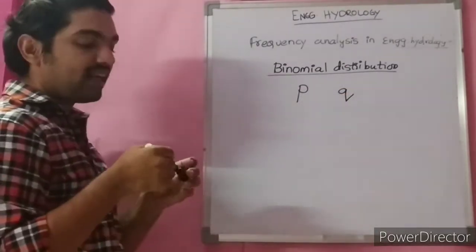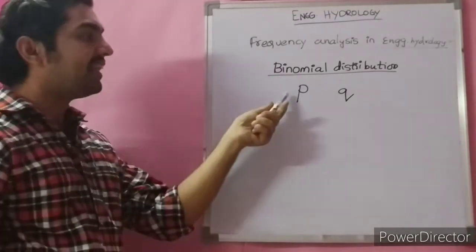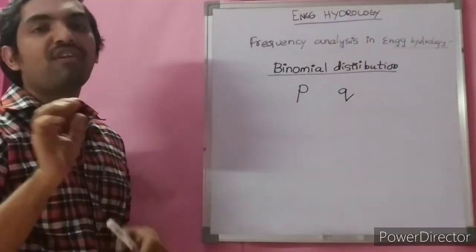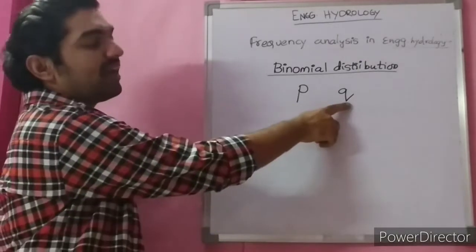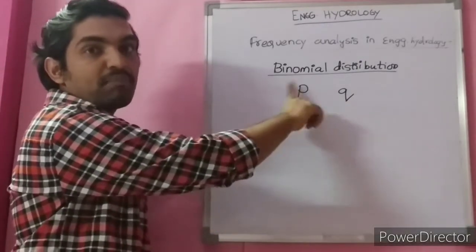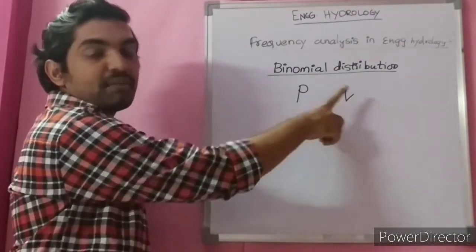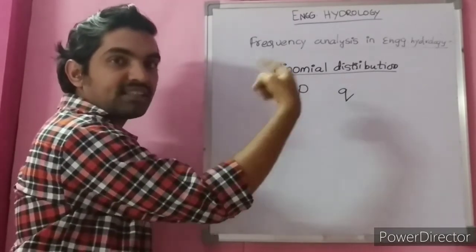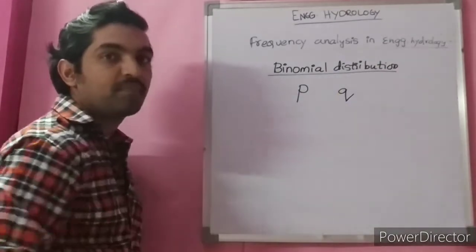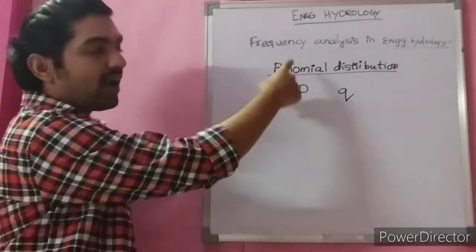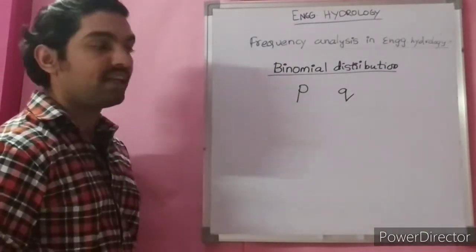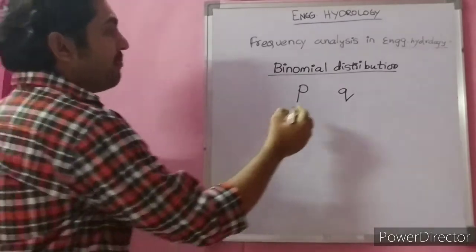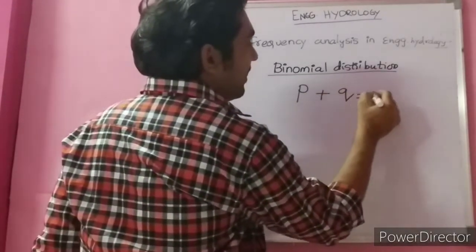The probability that today the rain will occur, let us say, is P. The probability that rainfall will not occur today is 1 minus P, that is nothing but Q. P plus Q is equal to 1. The probability of occurrence of an event plus the probability of non-occurrence of an event is equal to unity. This is based on the binomial distribution concept in probability. So P plus Q is equal to 1.